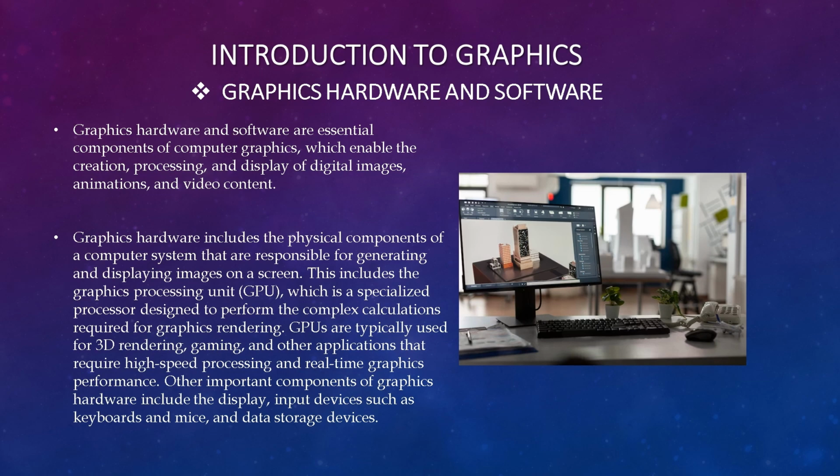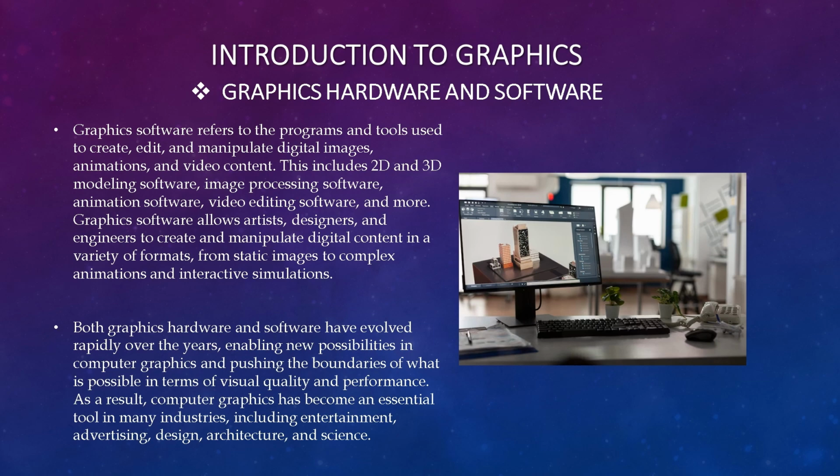Graphics hardware includes the physical components of a computer system that are responsible for generating and displaying images on a screen. This includes the graphics processing unit, GPU, which is a specialized processor designed to perform the complex calculations required for graphics rendering. GPUs are typically used for 3D rendering, gaming, and other applications that require high-speed processing and real-time graphics performance. Other important components of graphics hardware include the display, input devices such as keyboards and mice, and data storage devices.